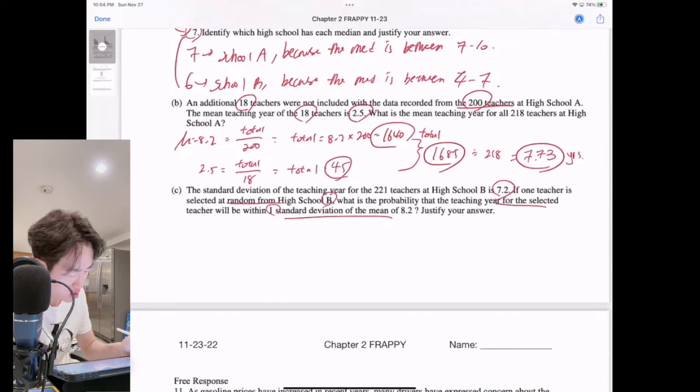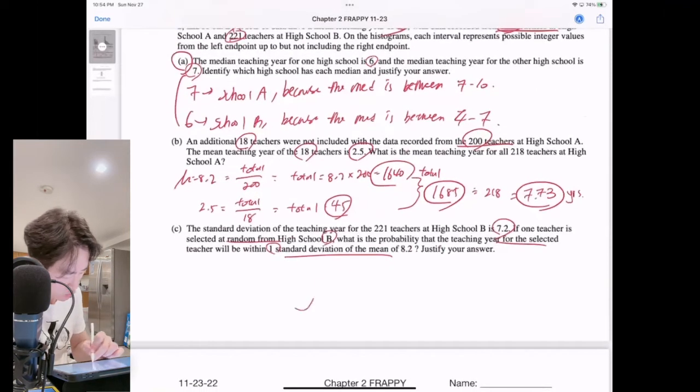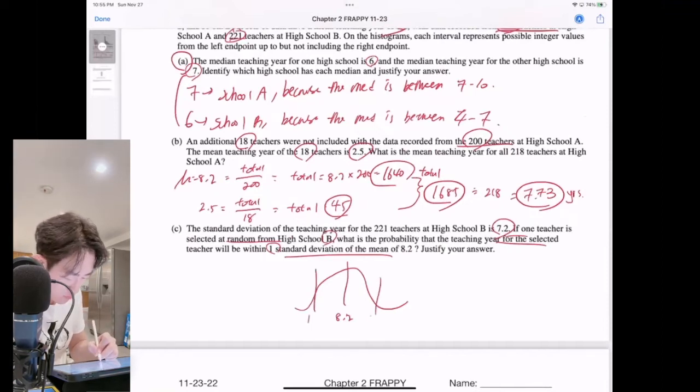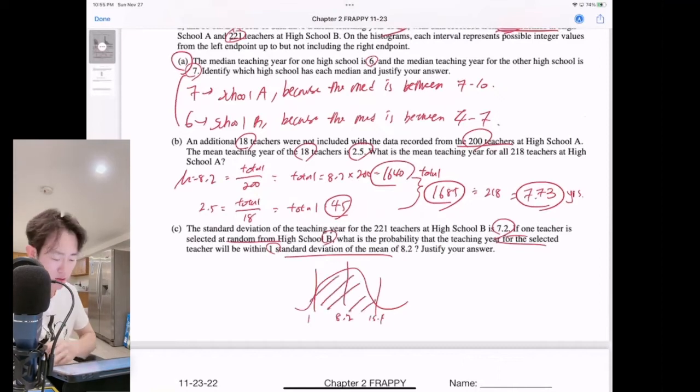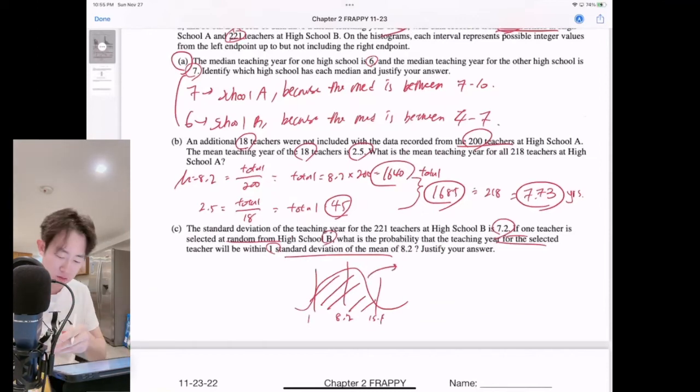Standard deviation, okay. If one teacher is selected at high school B, what is the probability the teaching year for the selected teacher will be within one standard deviation of the mean of 8.2? It seems we have 8.2 as a center, and the standard deviation is 7.2. One standard deviation from the mean would be 1 here, and then 15.4. So we're looking at about this much right there. Within one standard deviation of the mean of 8.2, you can use normal CDF to do this.